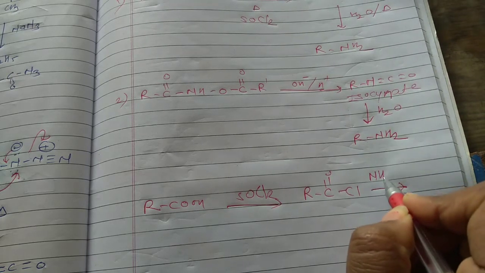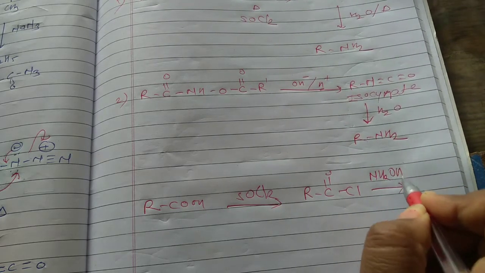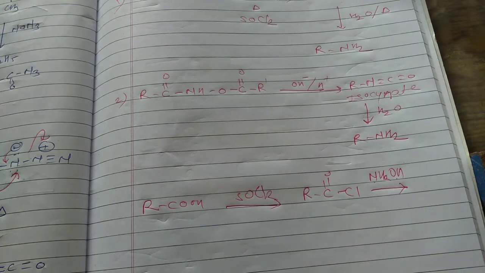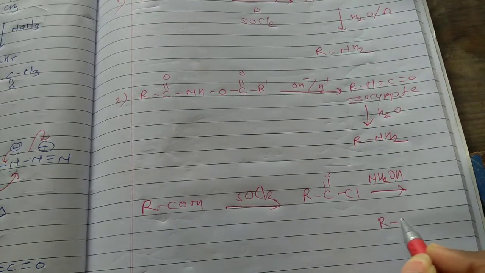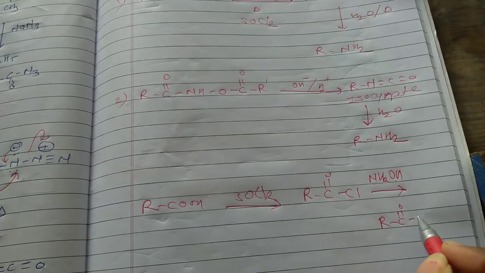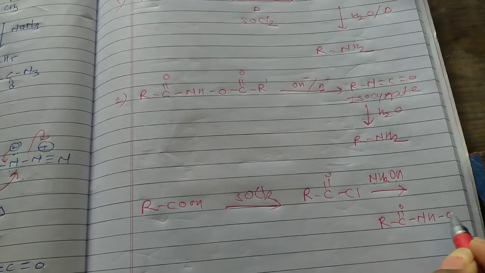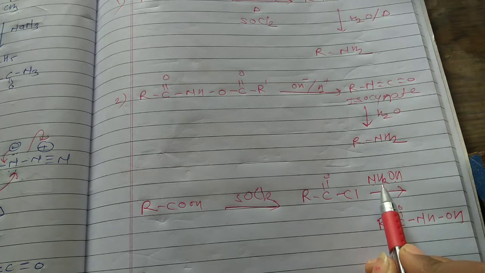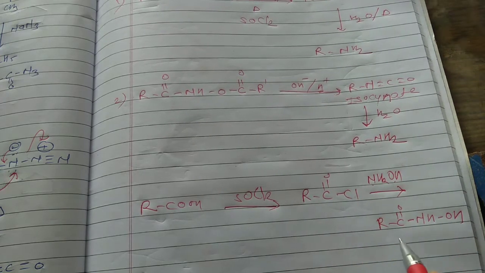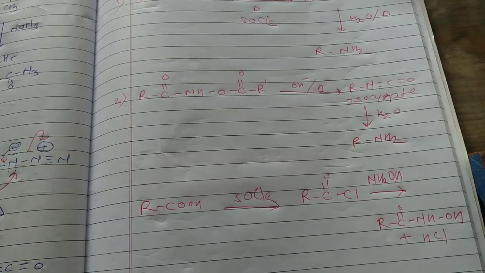hydroxylamine, that is NH2OH. This is a hydroxy group on the amine, that's why it is called hydroxylamine. Then there is a formation of RCONHOH. This is called the hydroxamic acid. There is a removal of hydrogen from here, hydrogen and chlorine, with formation of HCl.